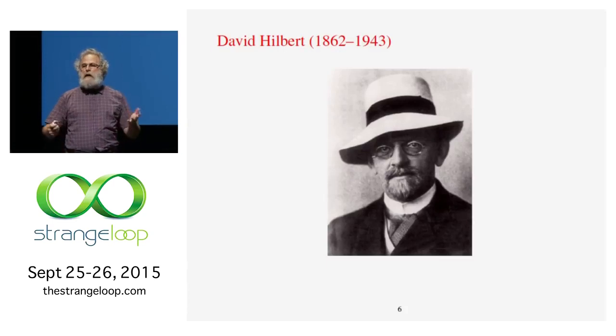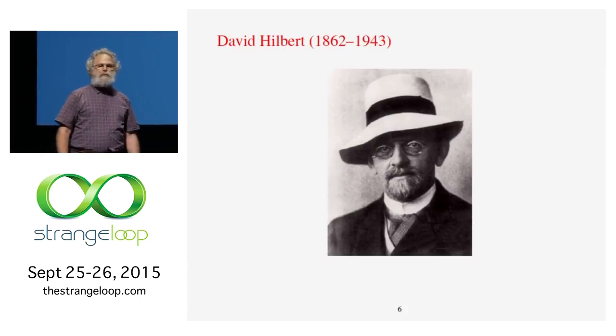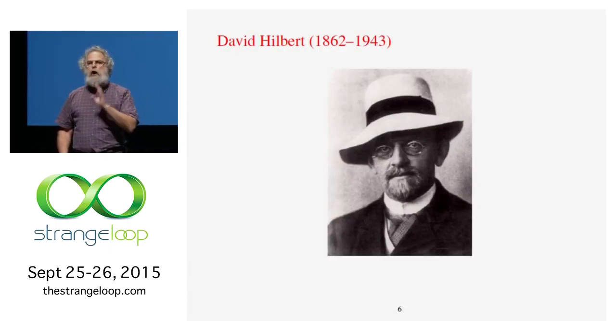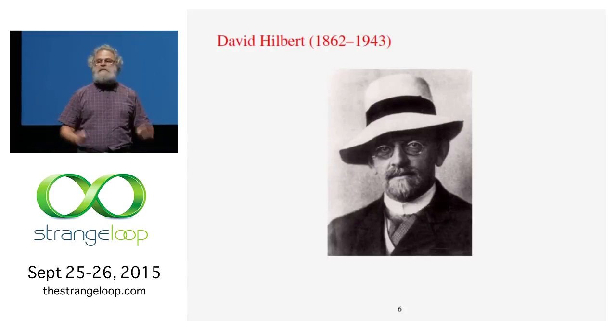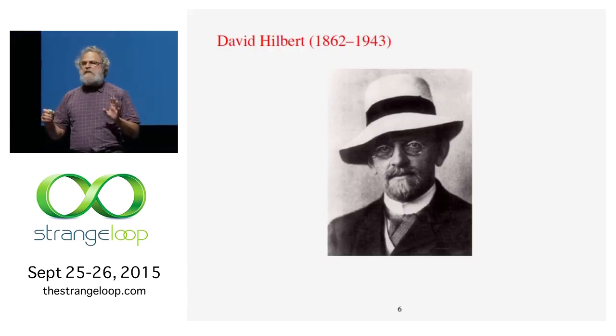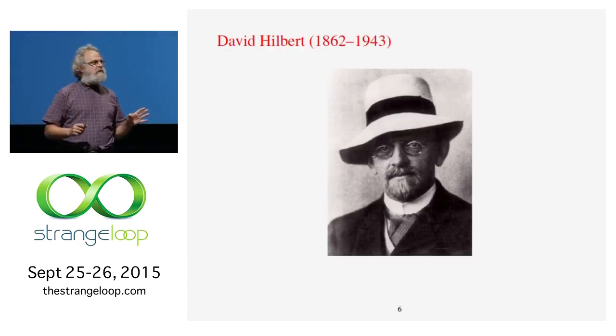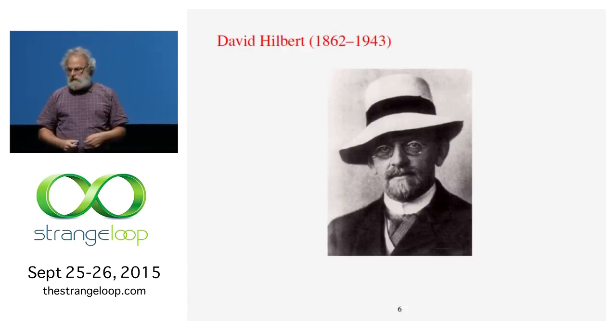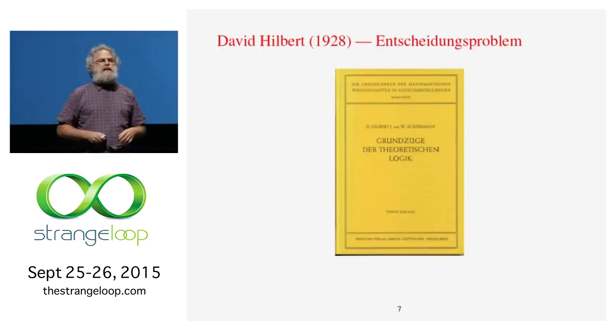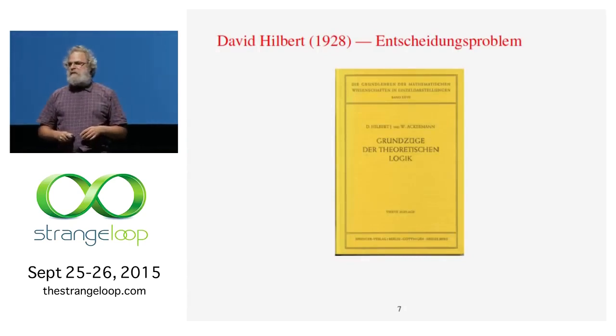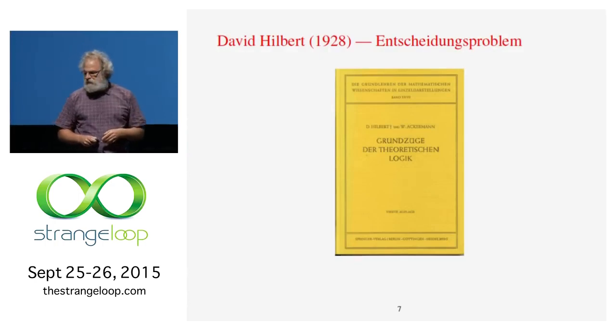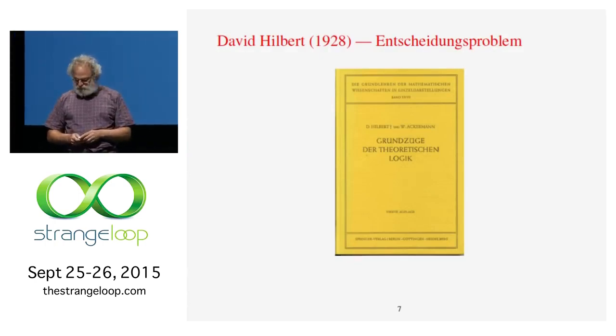So at the dawn of the 20th century, one of the foremost proponents of formal logic was David Hilbert in Göttingen. And what he wanted to do was put all mathematicians out of business. What he wanted was an algorithm that, given a statement in formal logic, would determine if that statement was true or false. This was called the Entscheidungsproblem, because it sounds a lot better in German. It just means decision problem.